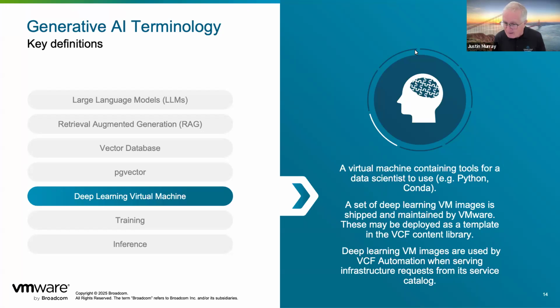So these deep learning VM images are used by our automation technology, previously called ARIA automation, now called VCF automation. VCF automation, you'll be interacting with me here in the demo, provisions these deep learning VM images, and we call them an AI workstation. It's a testing place for the models that we've just described.